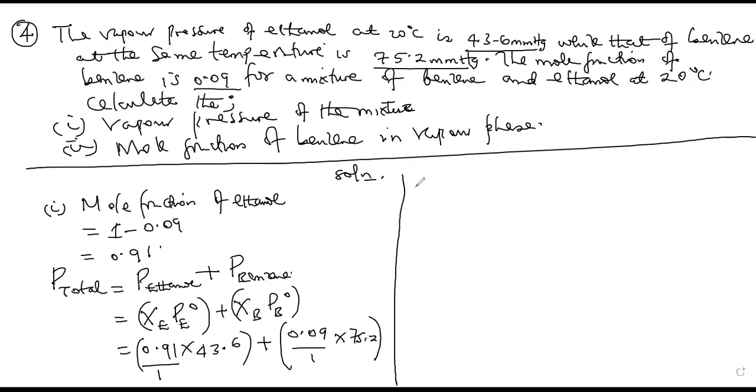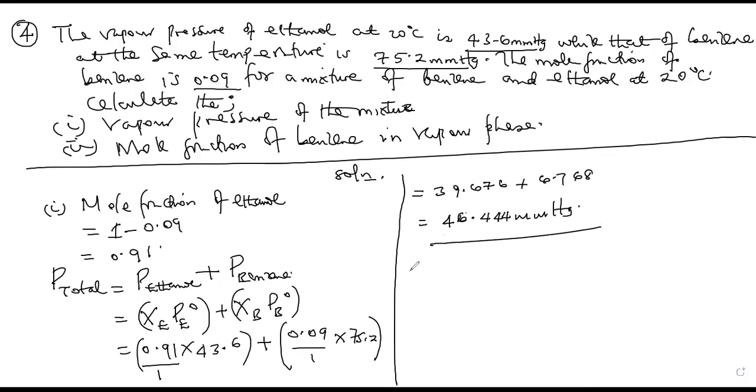And this is going to give you 39.676 plus this one here, 0.09 times 75.2, is going to give you 6.768. So this one is going to give you the total as 46.444 millimeters of mercury.